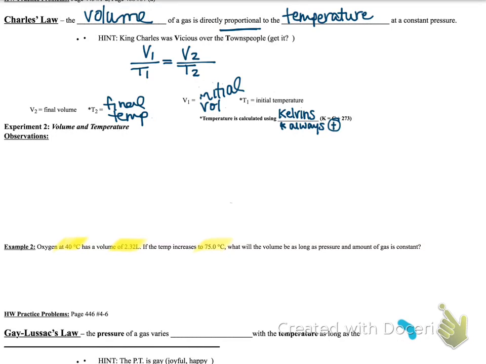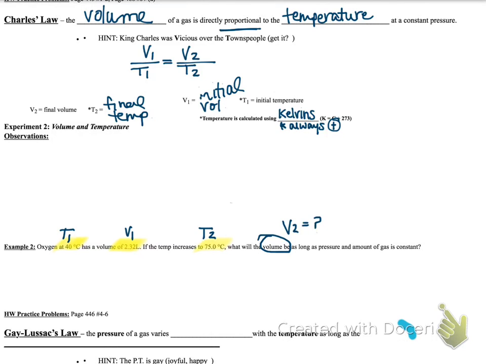All right, so we have oxygen at 40 degrees Celsius, so that must be our initial temperature, and it's given us a volume, so we will make that the initial volume. If the temperature increases to 75 degrees Celsius, that is our T2. What will be the volume as long as pressure and the amount of gas is constant? So what will be the volume? V2 is our unknown.